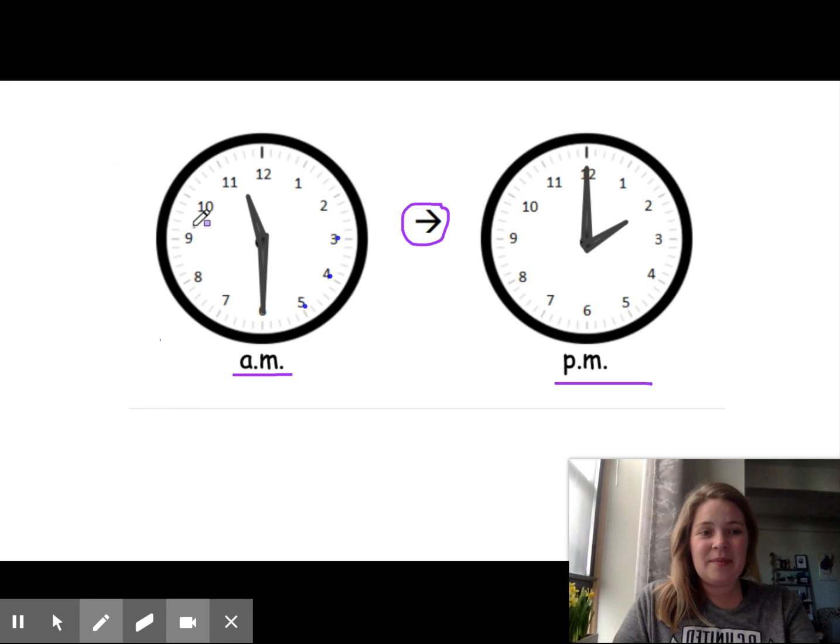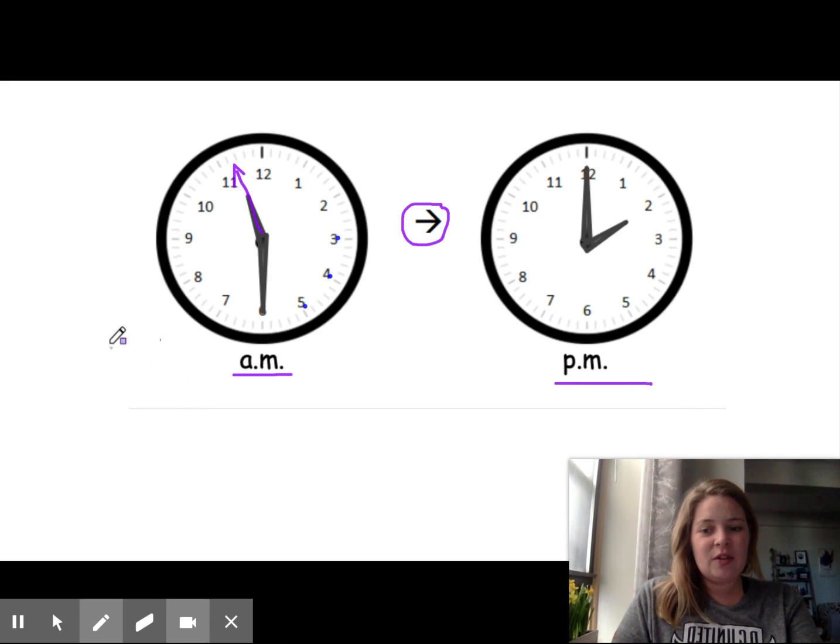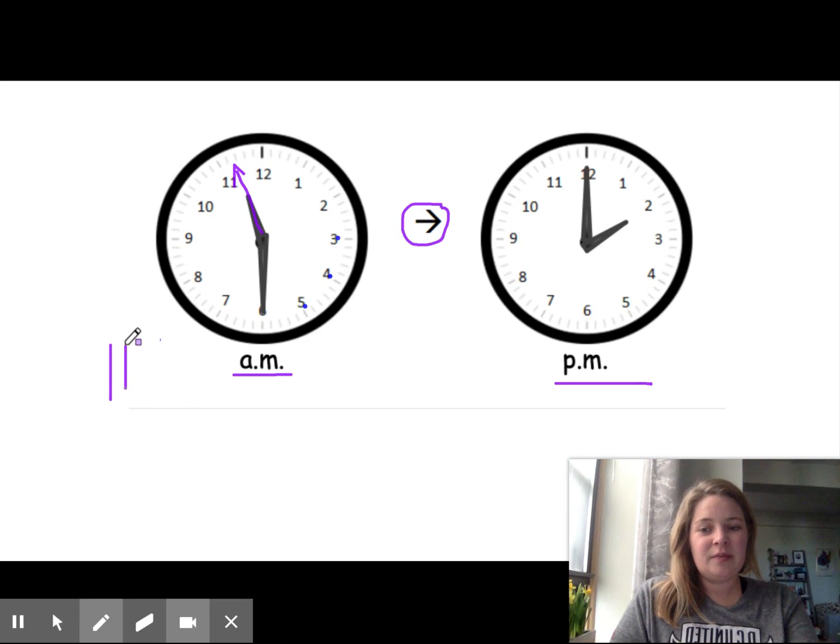Let's start with AM. If we extend the hour hand for AM, we see that it is closest to 11. So we'll start in the 11 o'clock hour. We see the minute hand is down here pointing to the 6. And we know that we can count the minutes by counting by 5. So let's try it. We start at 0, 5, 10, 15, 20, 25, 30. So what time is it? It's 11:30 a.m.